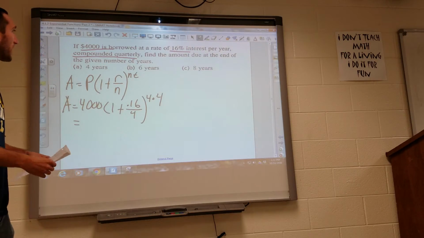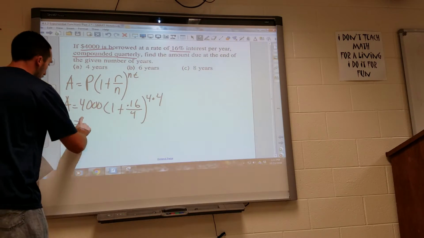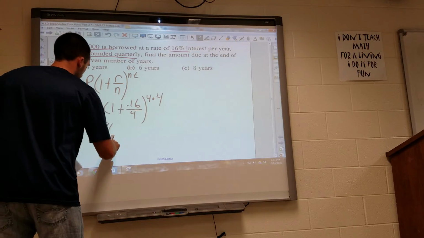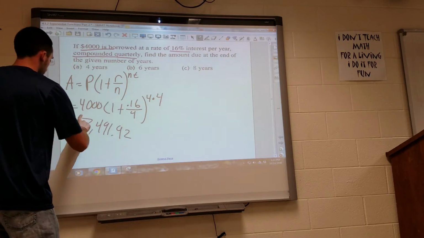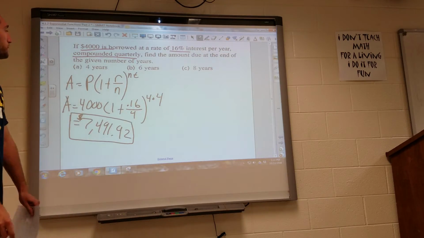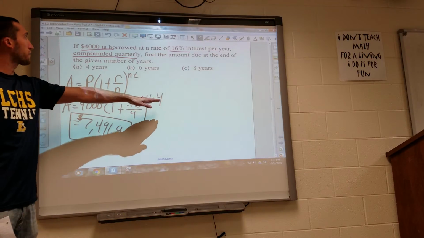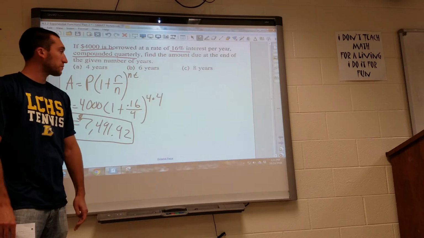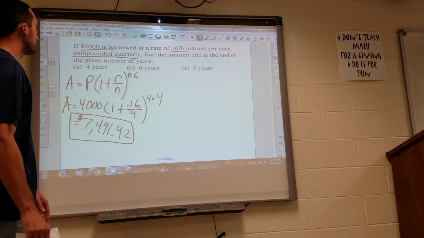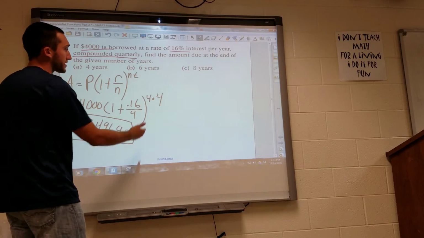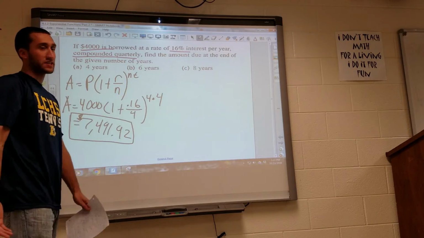And when you do this, after 4 years, you're going to owe $7,491.92. So you're going to owe that much money after 4 years of borrowing $4,000 with 16% interest. So that's A. B. Same equation, except instead of 4, now I've got 6 years.